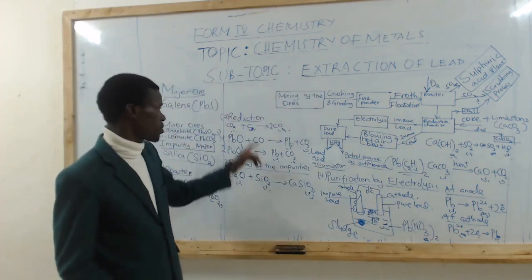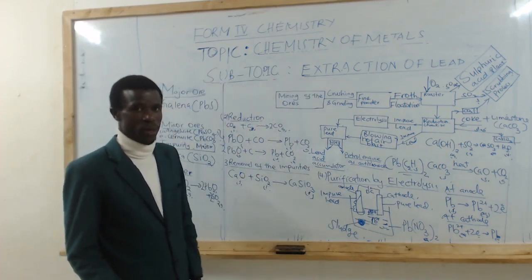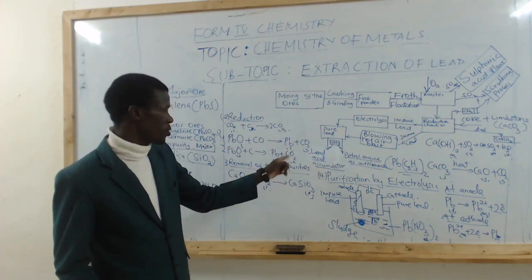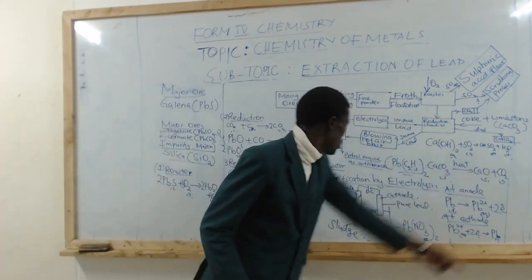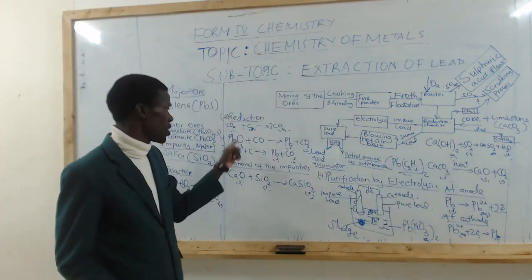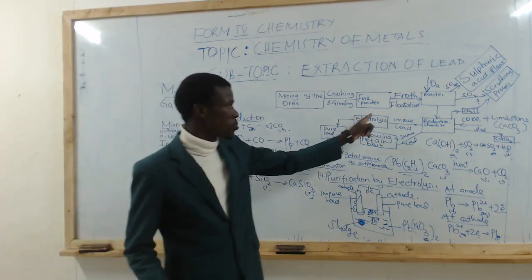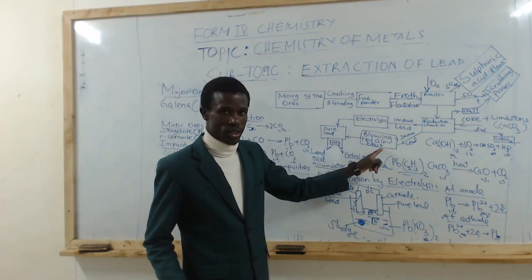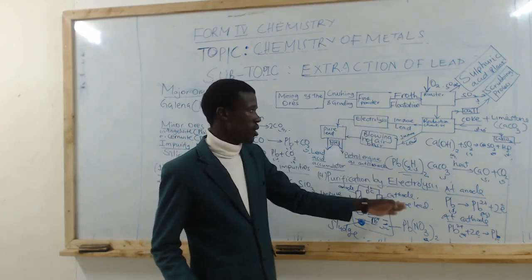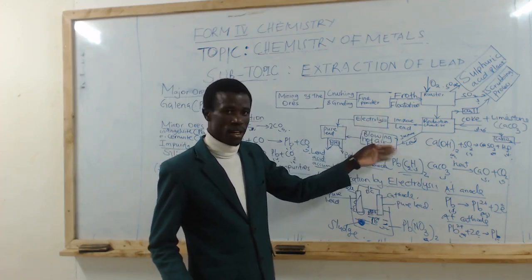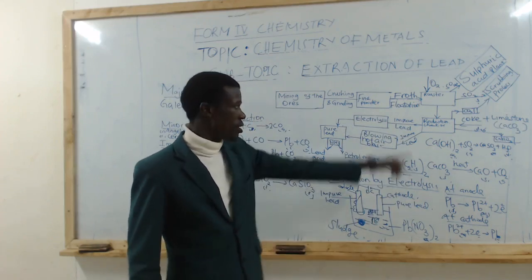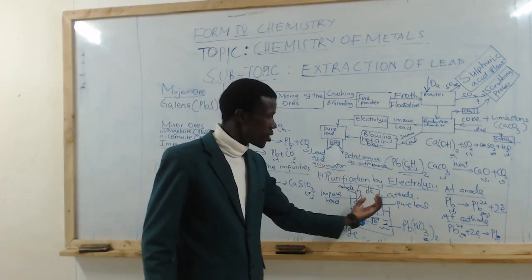And again, we have now the reduction process whereby carbon 4 oxide produced is reduced to carbon 2 oxide. Carbon 2 oxide reduces lead oxide to form lead. This lead being impure, it has to pass through two processes. We can use this or this. You electrolyze it, or you can blow air to oxidize the impurities. Now, I've shown you how electrolysis is done.